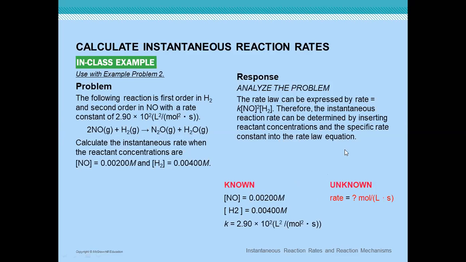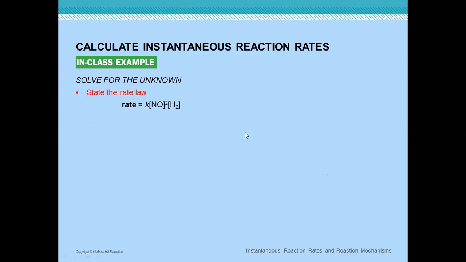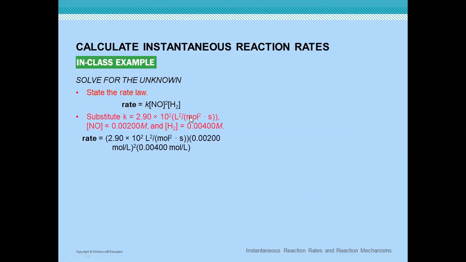So how can we calculate it? First, state the rate law: rate equals k[NO]²[H2]. After that, the solution. Substitute k, which equals 2.90 times 10 to the power 2, and the concentration of NO, this number, while the concentration of H2, this number. So rate equals 2.90 times 10² times the NO concentration squared times the H2 concentration.